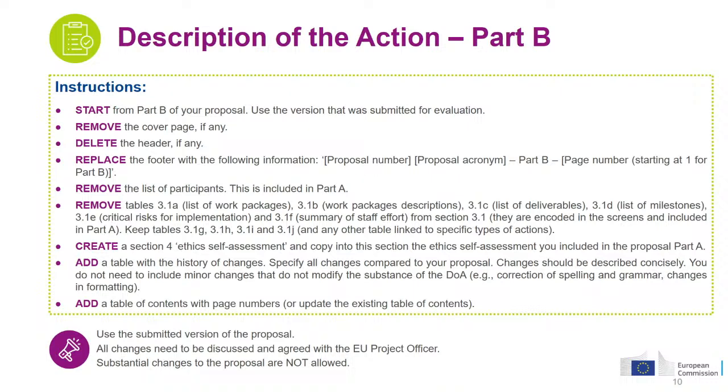Then we ask you to add an extra section and copy-paste the ethics self-assessment that is currently located in the proposal Part A into this new section in the description of the action Part B. And lastly, to add two tables. One is a table of contents, to add it or update it if it already exists. And the other one is the history of changes that you did to the Part B compared to the submitted version of your proposal.